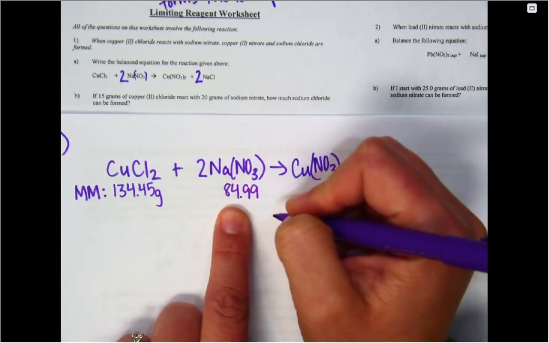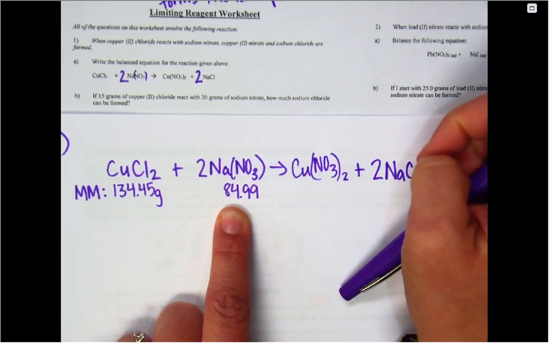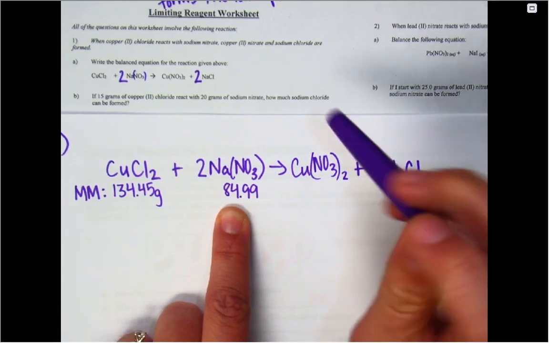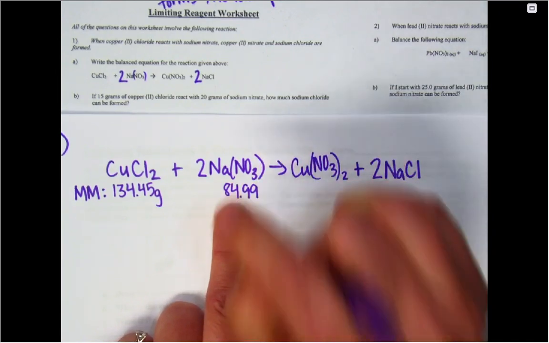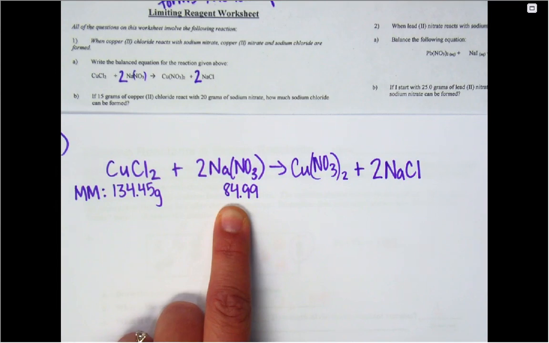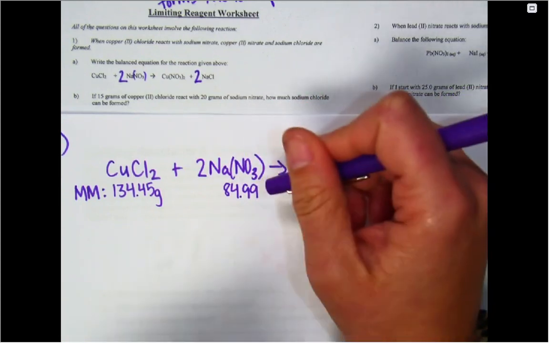Oh, I want to address this real quick. Do we care about this coefficient when we're dealing with molar mass? No. What I started seeing on a couple people's papers was you wanted to put the coefficient in there. Don't do that. Don't multiply it by 2 just because there's a 2 here. Molar mass is grams per 1 mole.